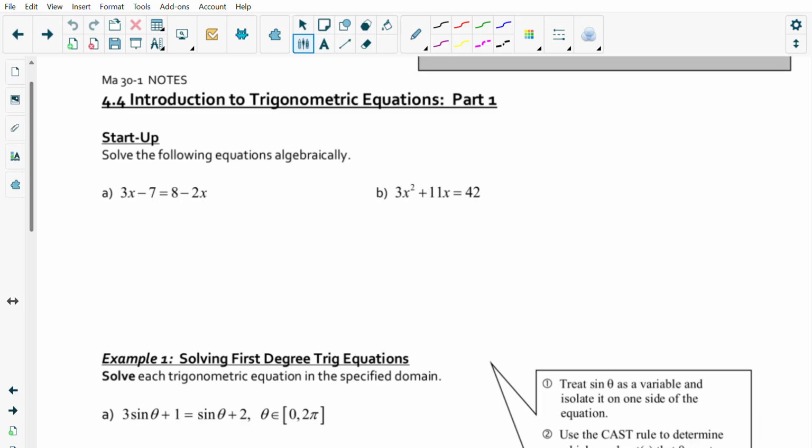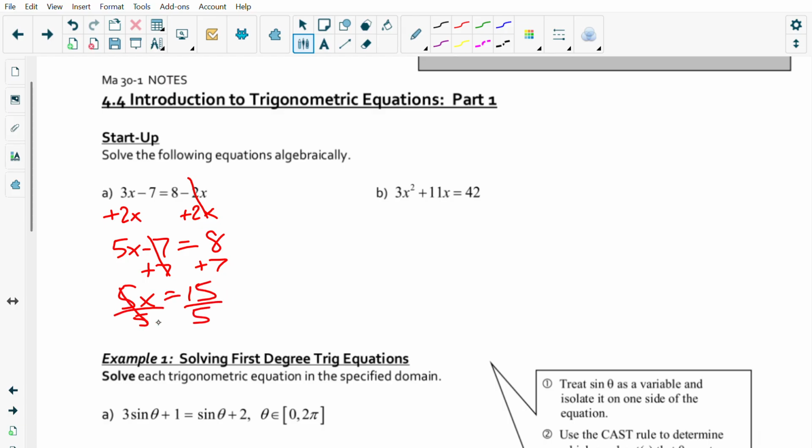So here I'm going to add 2x to both sides. That's 0 on the right side. That's 5x minus 7 equals 8. Add 7 to both sides. And that's 5x equals 15. I'm going to divide both sides by 5. And I get x equals 3. Okay, so the whole goal here is to isolate x.